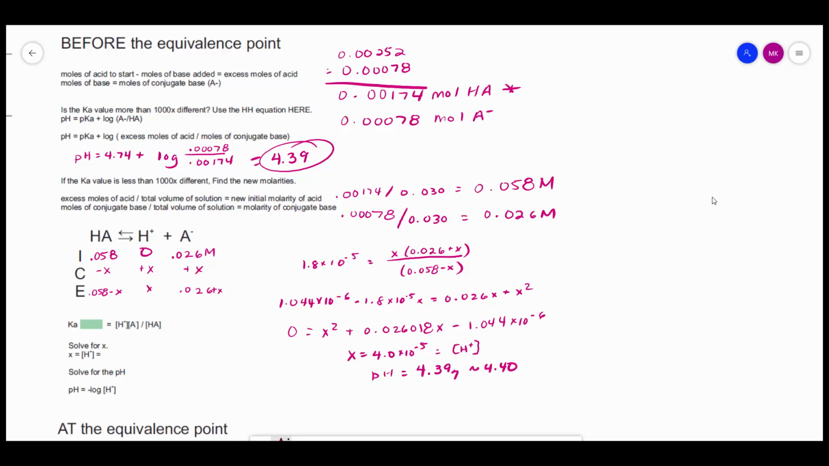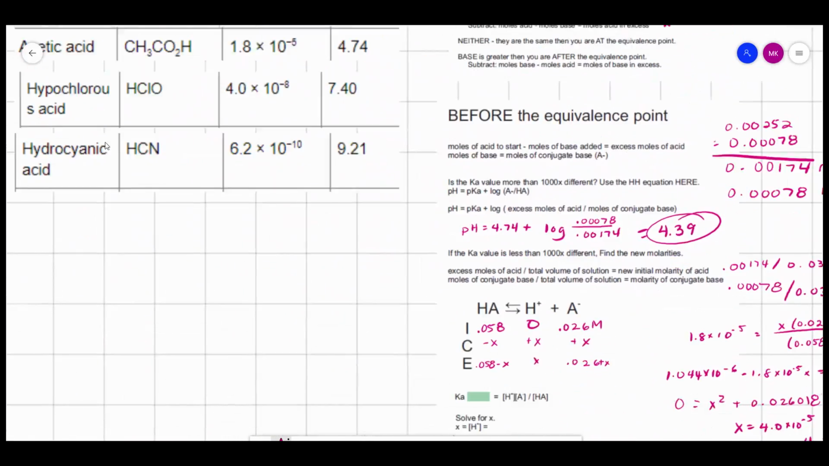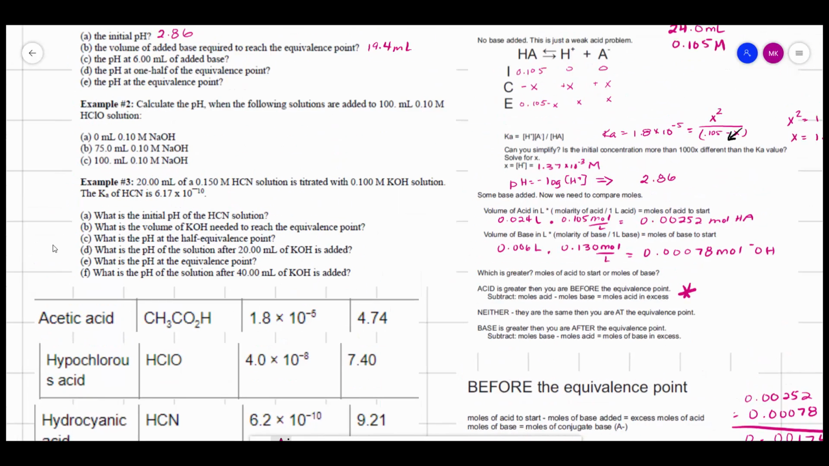So you see, it's valid to simplify. In this case, going the long way with the quadratic equation yielded approximately the same answer. So it is appropriate to simplify here. So that was C.